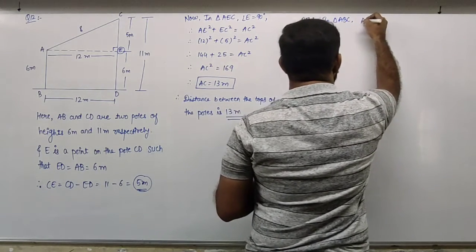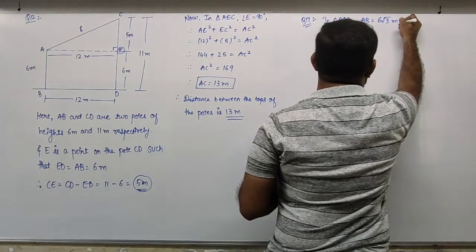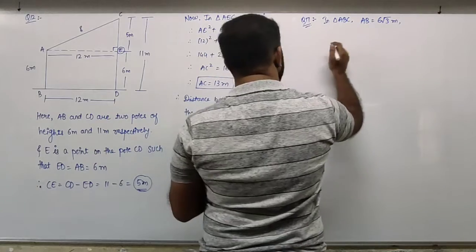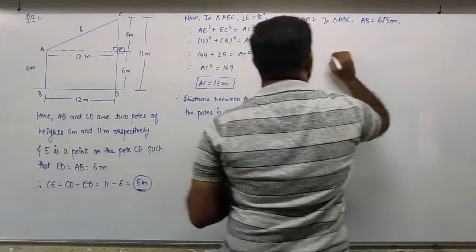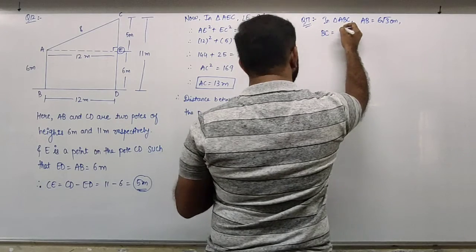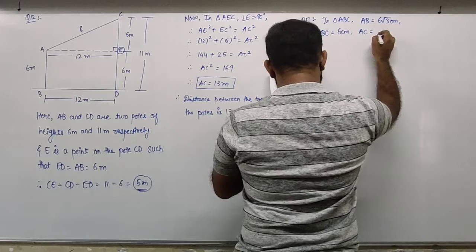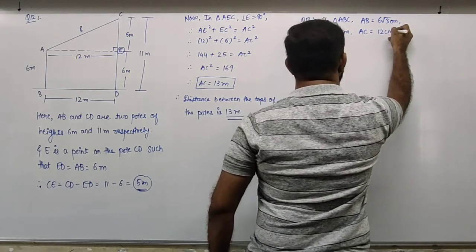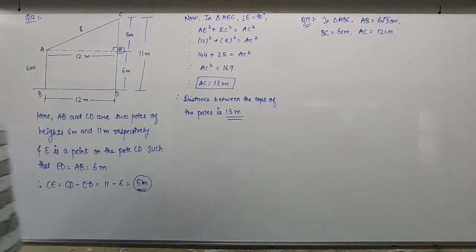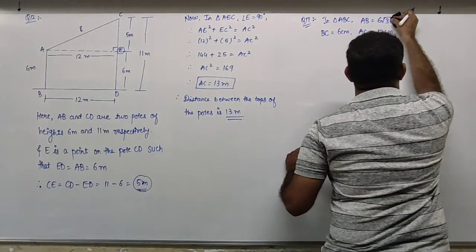Having AB equals to 6 root 3 centimeter, BC 6 centimeter, AC is equals to 12 centimeter. Right? આ ત્રણ આપેલું છે. Then angle B is dash. Angle B find કરવો છે.